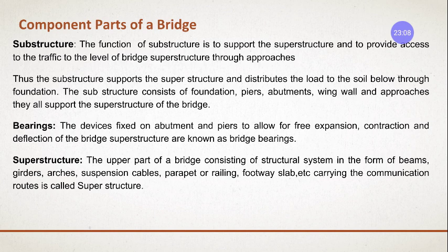The next is the superstructure. The upper part of the bridge, consisting of structural systems in the form of beams, girders, arches, suspension cables, parapets, railings, foot slabs, and carrying the communication routes, is called the superstructure. What I explained in the previous diagram is the same thing, it is there in written form.